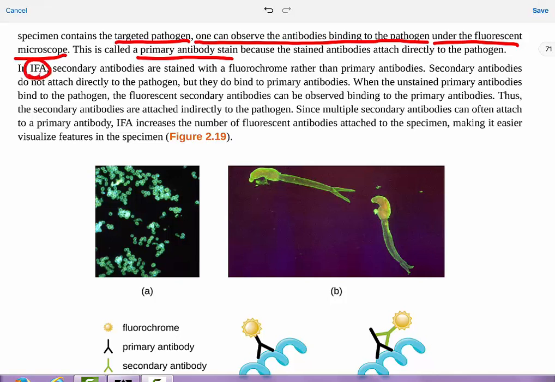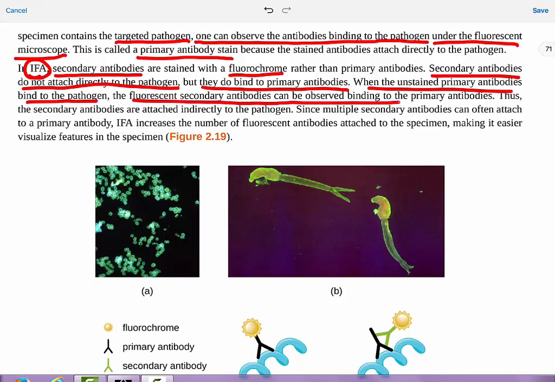In IFA, secondary antibodies are stained with a fluorochrome rather than the primary antibodies. The secondary antibodies do not attach directly to the pathogen, but they do bind to primary antibodies. So when the unstained primary antibodies bind to the pathogen, the fluorescent secondary antibodies can be observed binding to the primary antibodies.